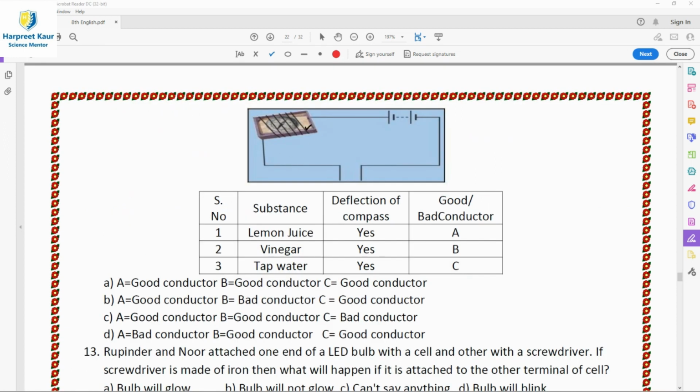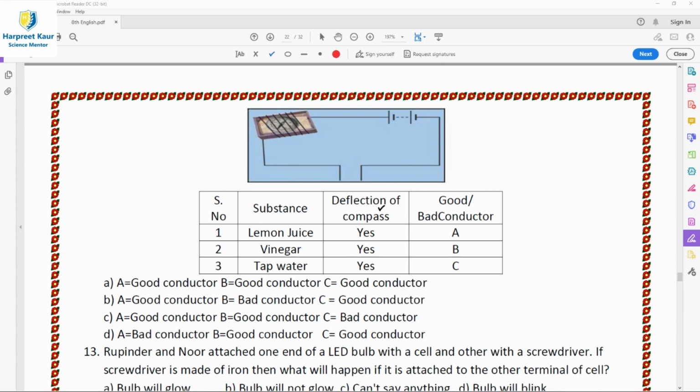So here we have this picture where the magnetic compass is there, and this is the battery. The longer line is the positive terminal of the battery, and the smaller one shows the negative terminal of the battery. Then there is a table given in which three substances, lemon juice, vinegar, and tap water, are there. Deflection of compass means the compass needle deflected when the current was passed through all these.